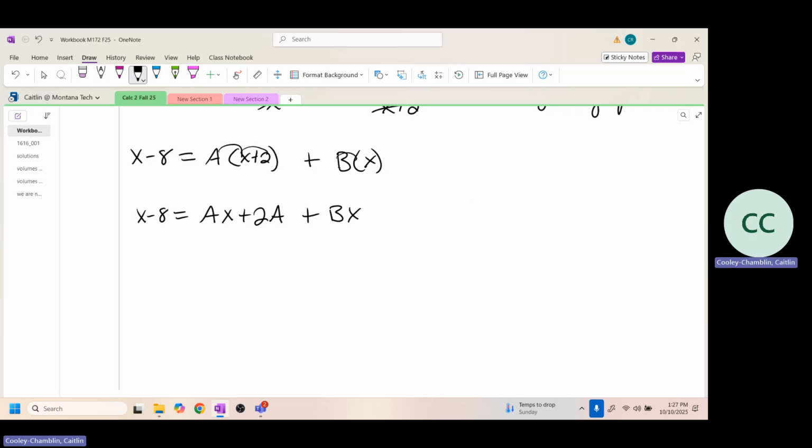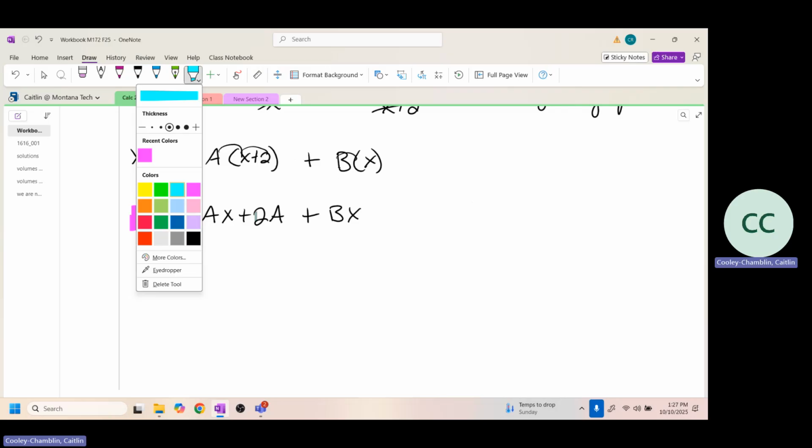Now you're probably asking, Katie, how are we going to solve for a? How are we going to solve for b? Well, notice on the left-hand side, we have x minus 8. And so we have some number in front of x minus a number without any x's. So let's set up our right-hand side equation like that. So I'm going to grab everything with an x in it.